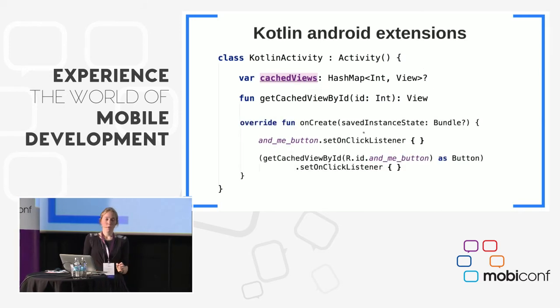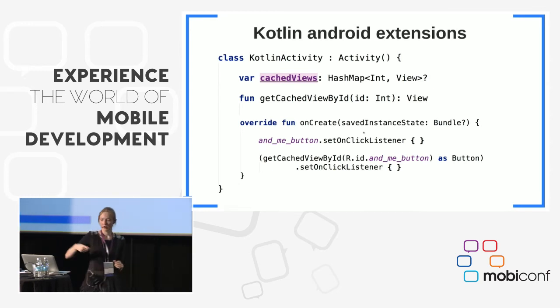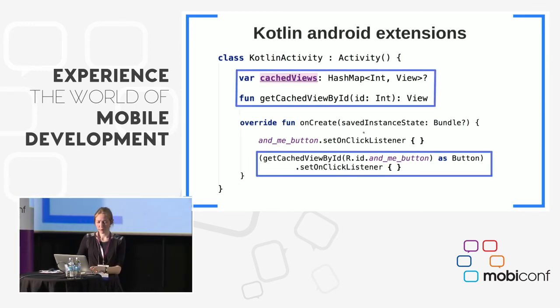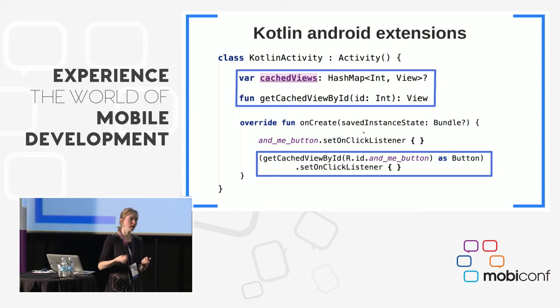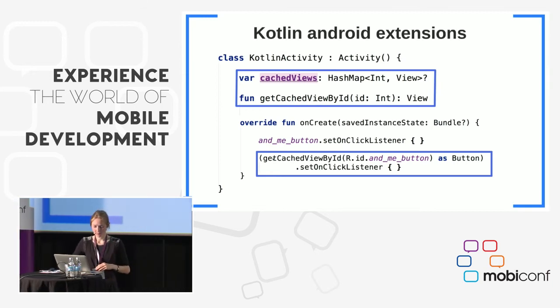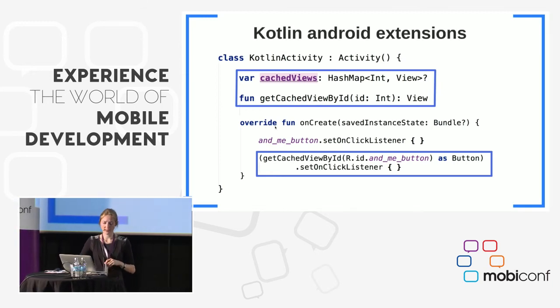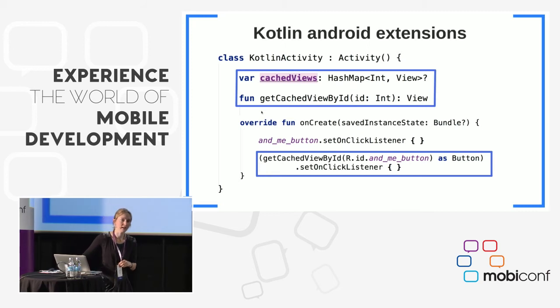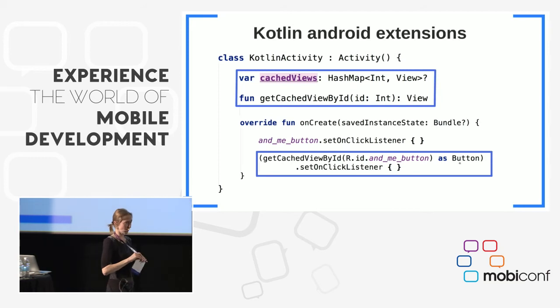And when you access the property, the actual code that is generated under the hood invokes this secret hidden function from your activity, and casts it to the right variable.